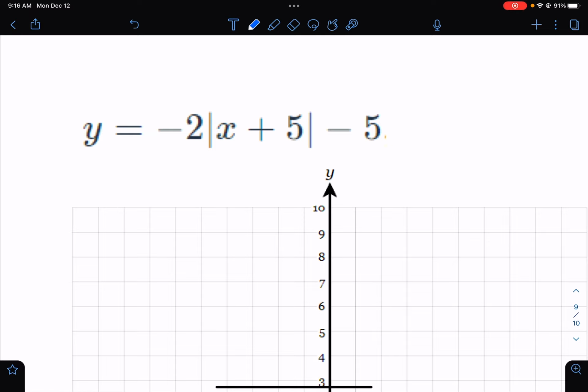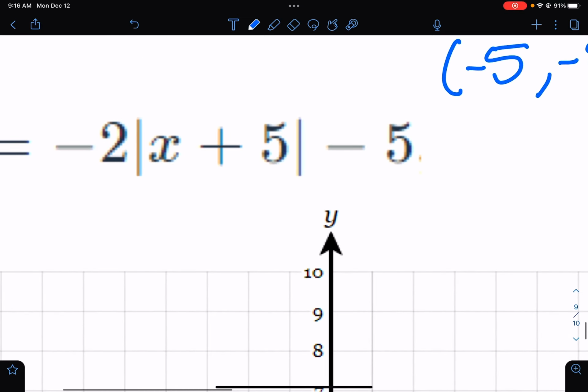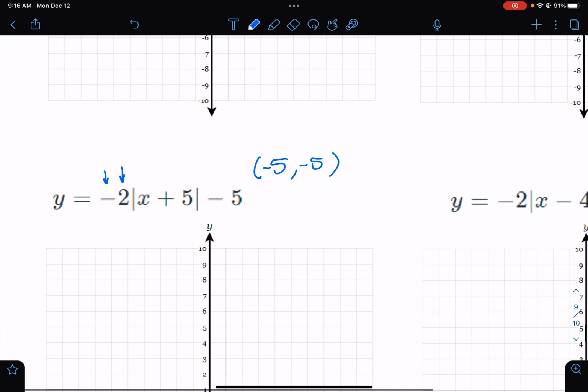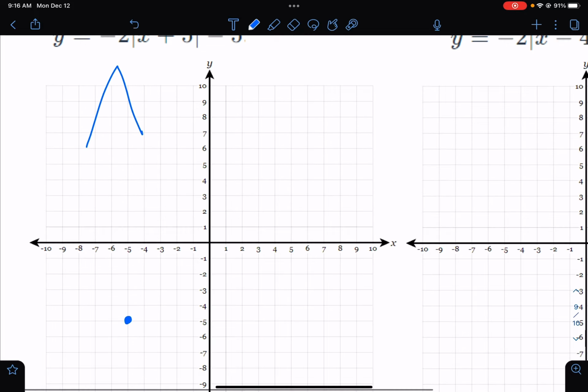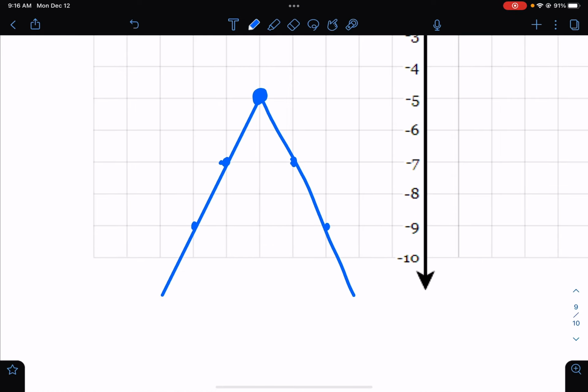All right? Now let's go ahead and try another one. So our starting point here, our vertex, is going to be (-5, -5). Then we can see that we have both a reflection and a stretch. So it's going to go down like a V, and instead of having a slope of negative 1 and 1, we're going to have a slope of negative 2 and 2. So this is what our graph would look like here.